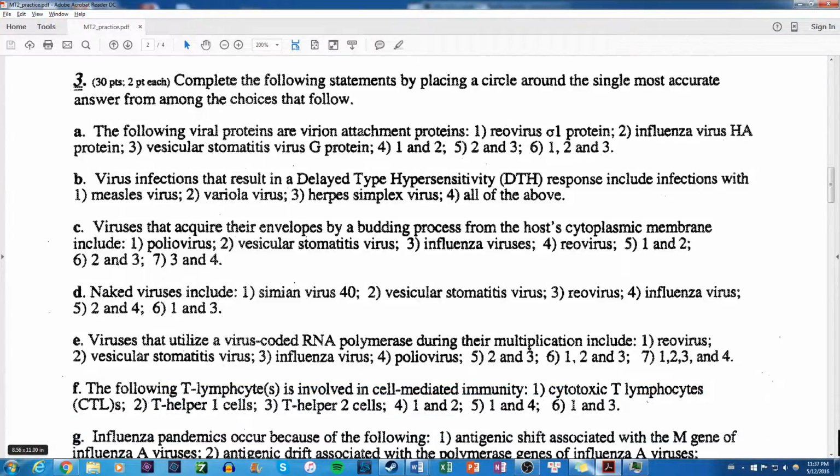Okay, I'm not going to go too much into detail for this one. I think it's pretty self-explanatory, so I'll just read off the answers.